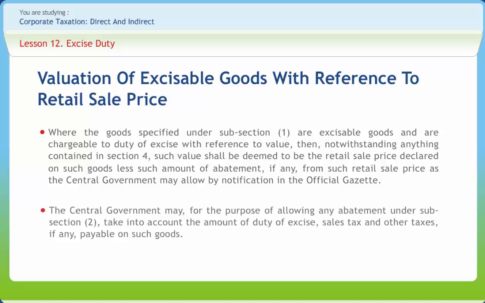The central government may, for the purpose of allowing any abatement under subsection 2, take into account the amount of duty of excise, sales tax and other taxes, if any, payable on such goods.